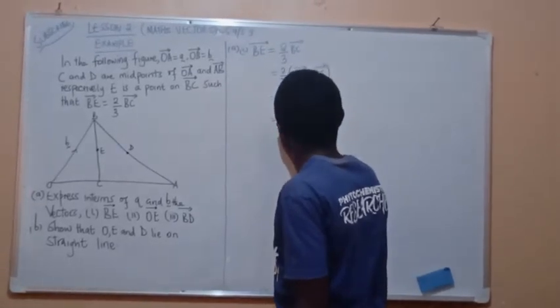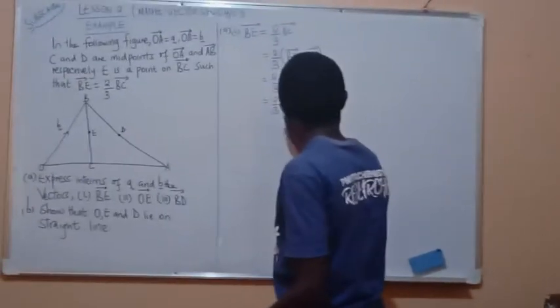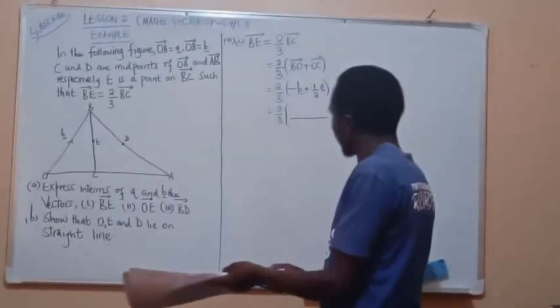Now, this is going to be equal to 2 out of 3 of the things inside the bracket. You can take the LCM. Why am I taking the LCM?